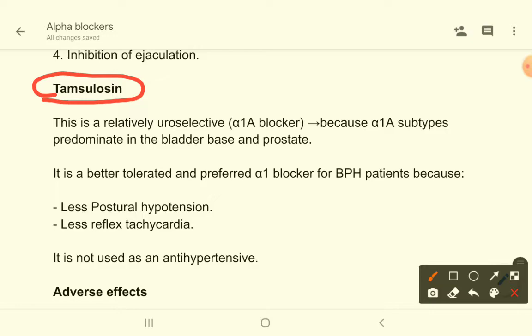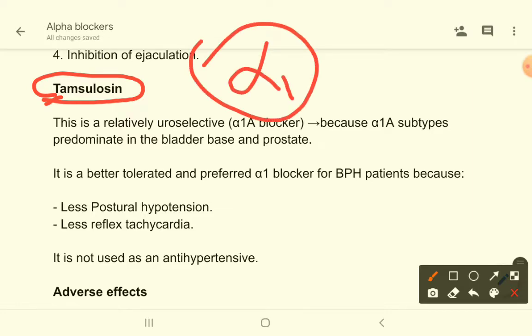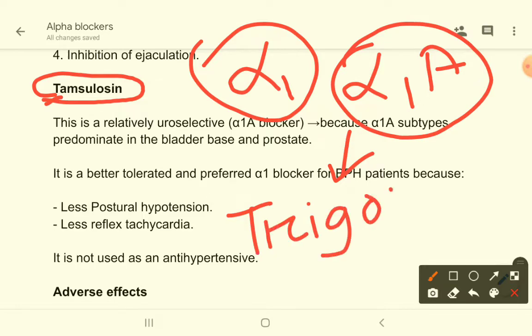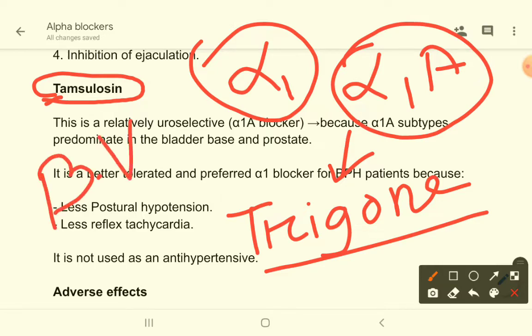So tamsulosin is a very selective alpha blocker because it does not block all the alpha 1 receptors, it blocks only alpha 1A receptors. Alpha 1A receptors are mainly present on the trigone of urinary bladder, and some prostatic tissues, etc. But alpha 1A is not present on the blood vessels. On the blood vessels there is mainly alpha 1B type of receptors.